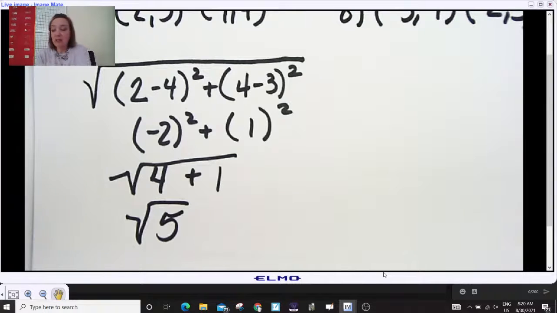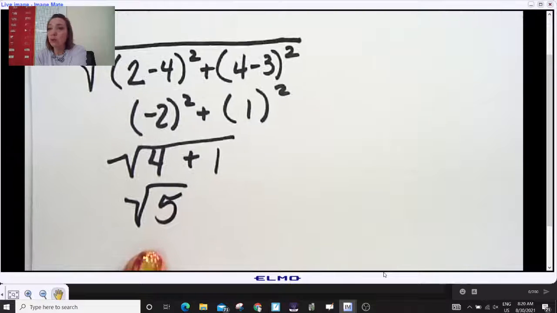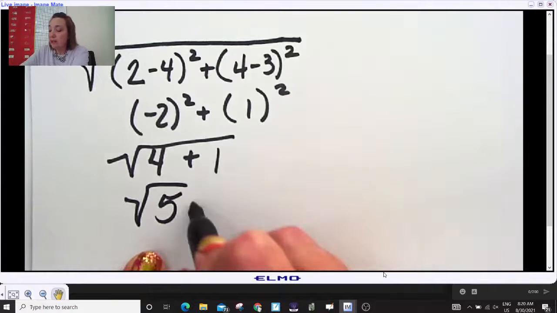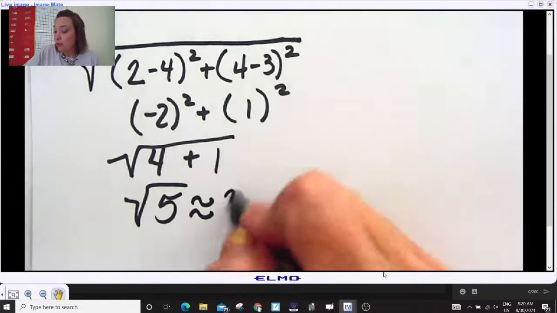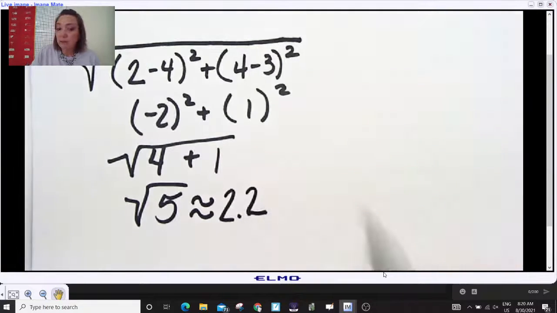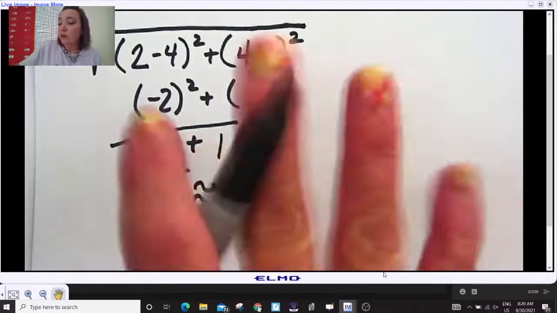As it is, we can leave this right now because we haven't talked about simplifying radicals that are not perfect squares. So you can leave it like this, or you can plug it in your calculator and get an approximate answer. So what would the approximate answer be on that? 2.2. All right, I'm going to trust y'all because I don't know off the top of my head what the square root of 5 is. Okay, so that's distance.